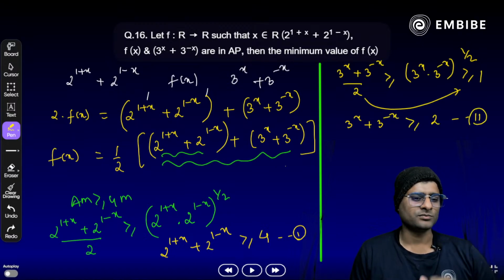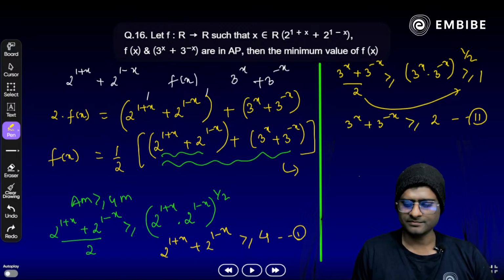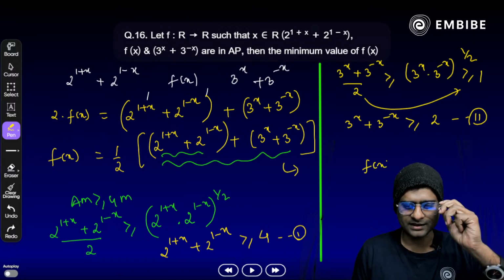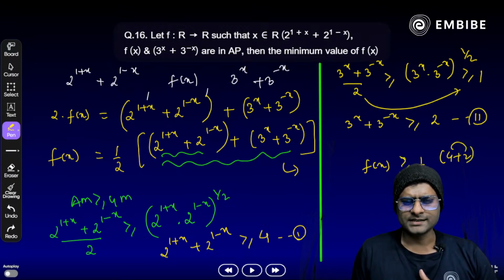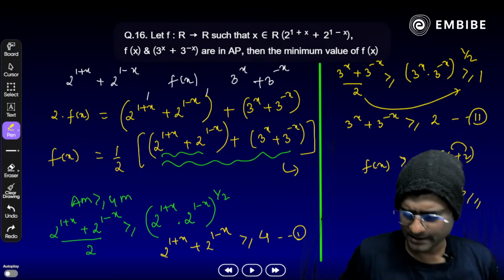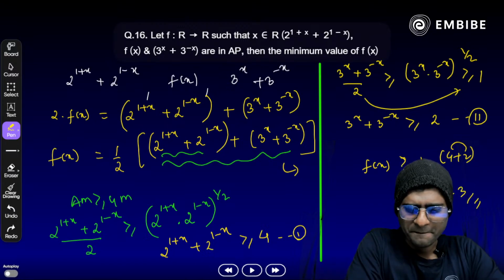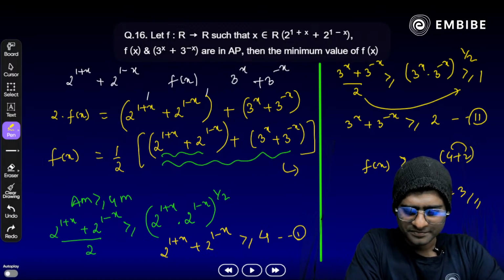Now substitute the values into f(x) here. What do we get here? f(x), the least value: half of 4 plus 2. Yes, you can also write it as more than or equal to half, no issue. 6 by 2. 3 is the right answer. Done. Yes, 3 is the right answer. Final answer. How easy?